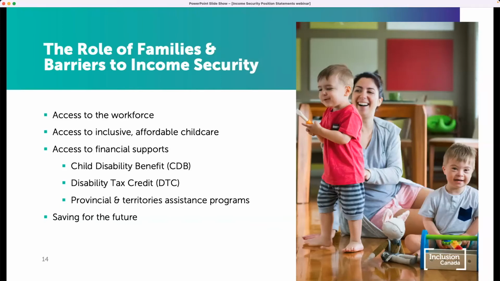For some families, provincial or territorial social assistance is their primary source of income. These programs of last resort are not designed to address the financial needs of families raising a child with a disability. Strict eligibility rules, earning restrictions, and household policies mean that families of children with disabilities remain trapped in poverty.